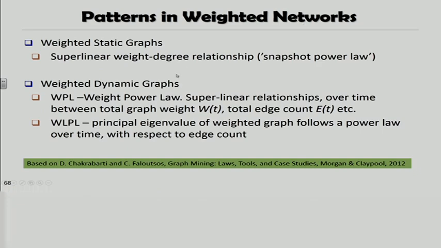That means originally the edge, anything is not weighted. Everything is equal to 1. You can think in that way. Okay? Everybody is equal. But in the real network, in many cases, the edges are weighted. Okay? So if you get a weighted static graph, then you get a snapshot power law distribution. Essentially, that means that the weight degree grows in a superlinear way. It's bigger than linear. Okay?